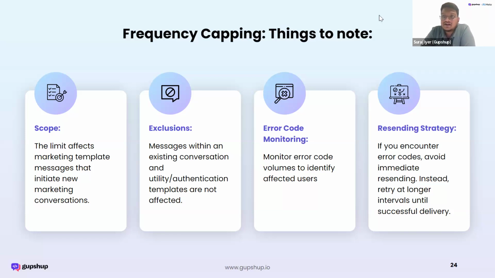Also, the resending strategy should be different as compared to before. So if a user does not receive the message, you should not retry it after an hour or two because you will end up getting the failure again. You should go ahead and retry it probably after 24 or 48 hours. In that way, maybe the message will be delivered. But you should definitely not try it within 24 hours.